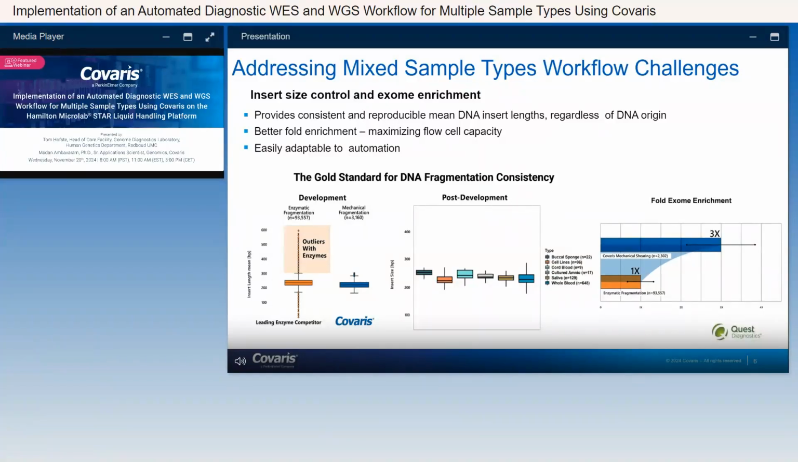In summary, this data clearly illustrates how mechanical shearing with AFA significantly improves sequencing quality metrics and also cost efficiency in their whole exome sequencing workflows.